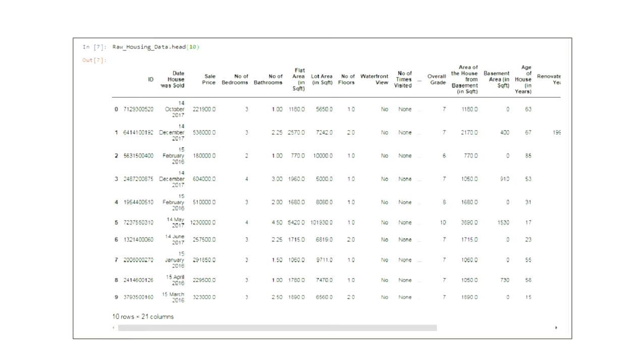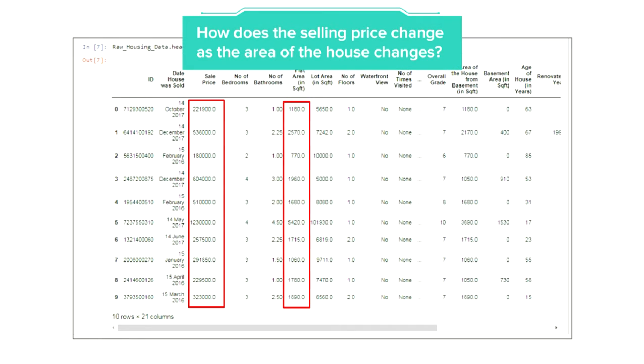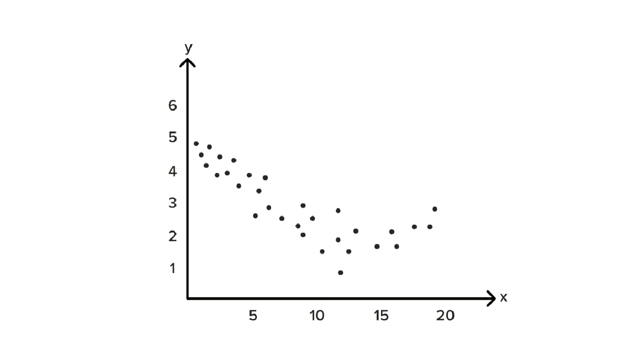Let's say we want to explore if there seems to be a relationship between the sale price of a house and its flat area. That is, how does the selling price change as the area of the house changes? Scatter plot is an excellent way to visualize and discover such patterns.